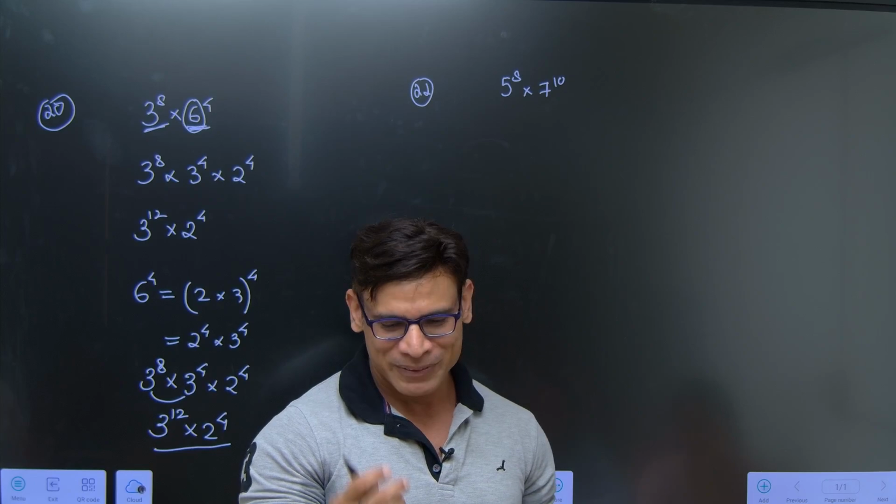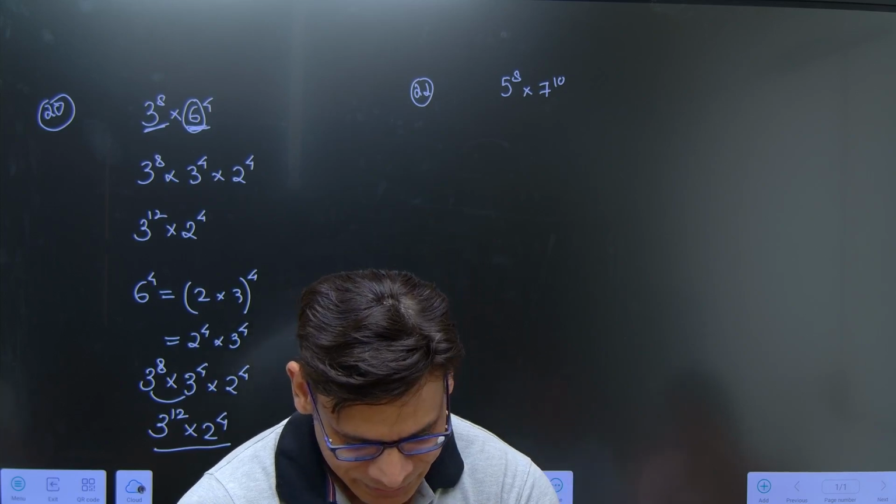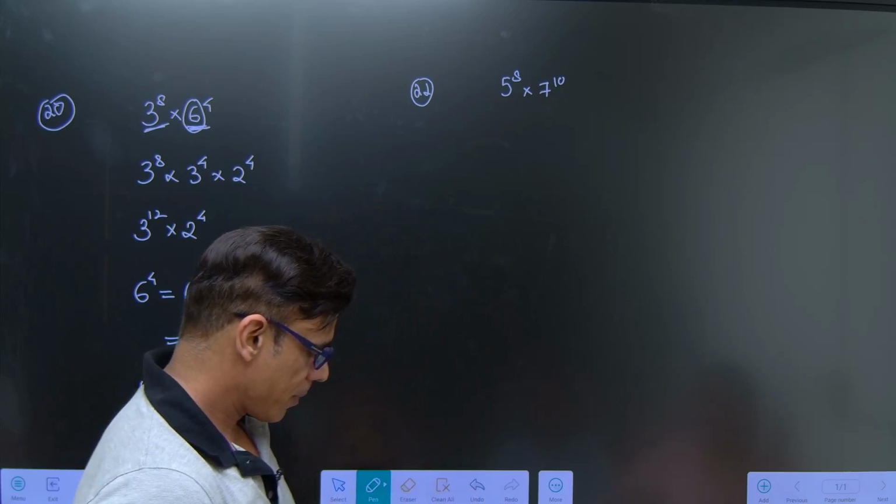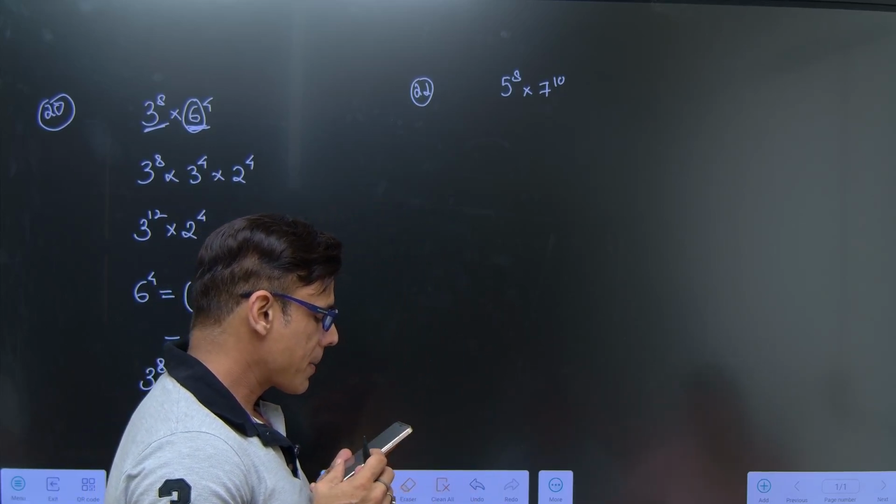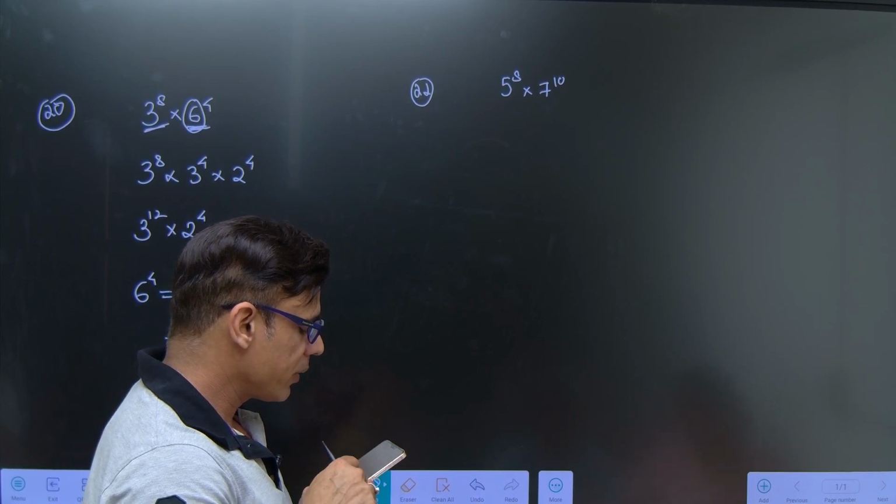ओके, चलो क्वेश्चंस करते हैं। फिनिश्ड, दिस इज डन। Product of two distinct natural number which I told you.